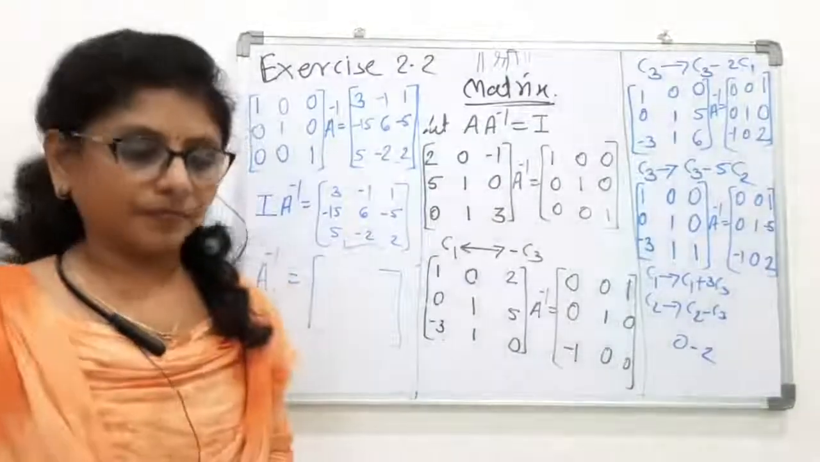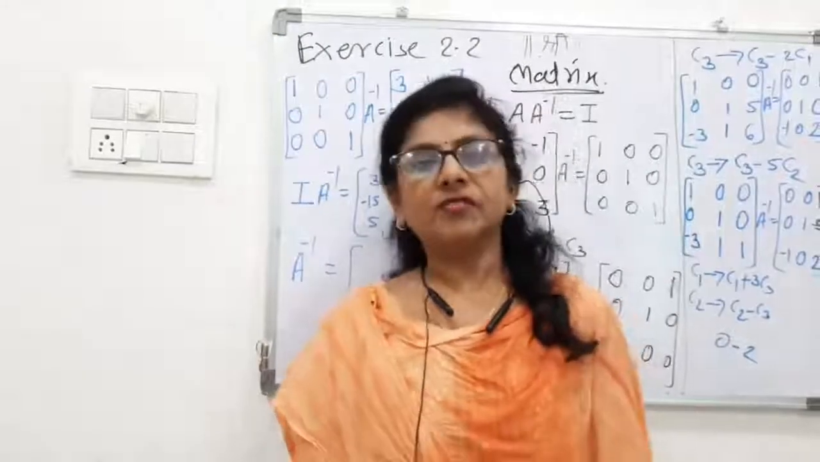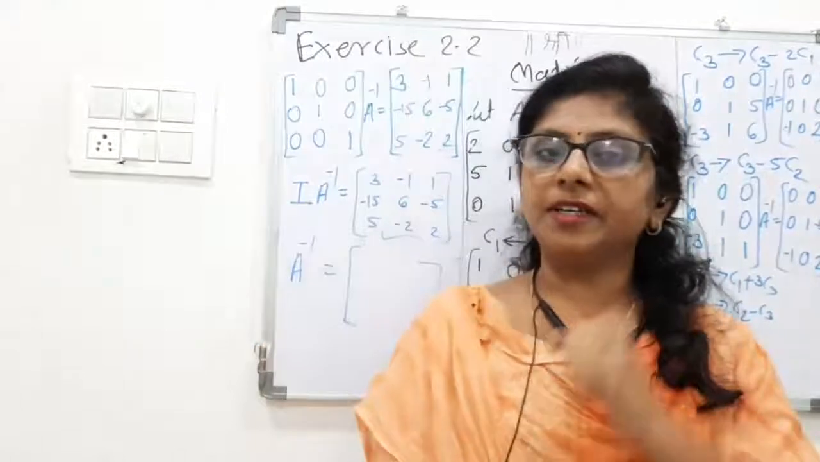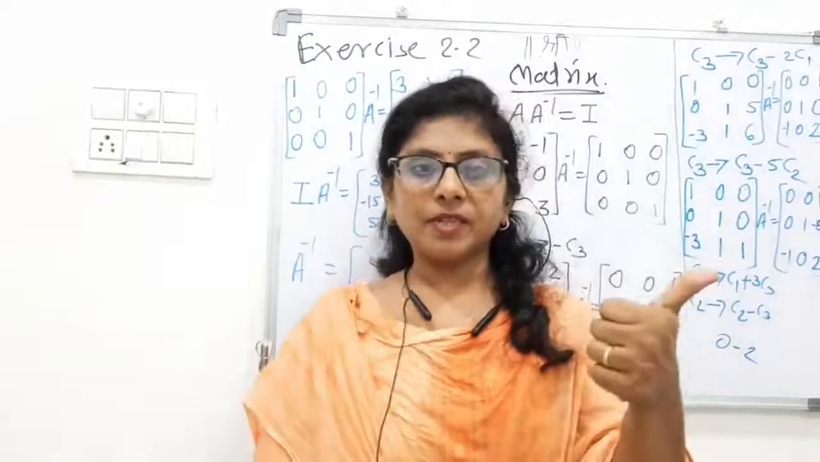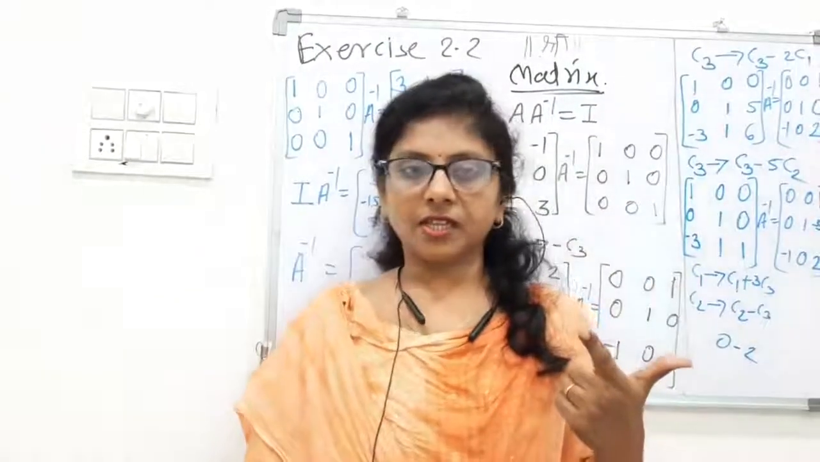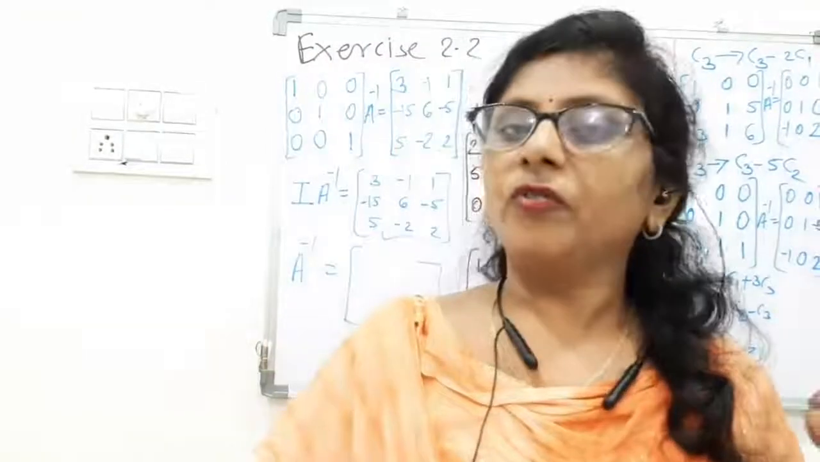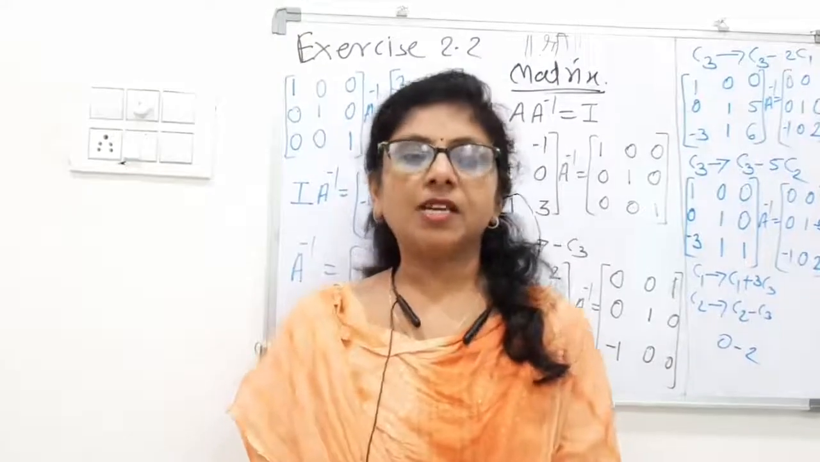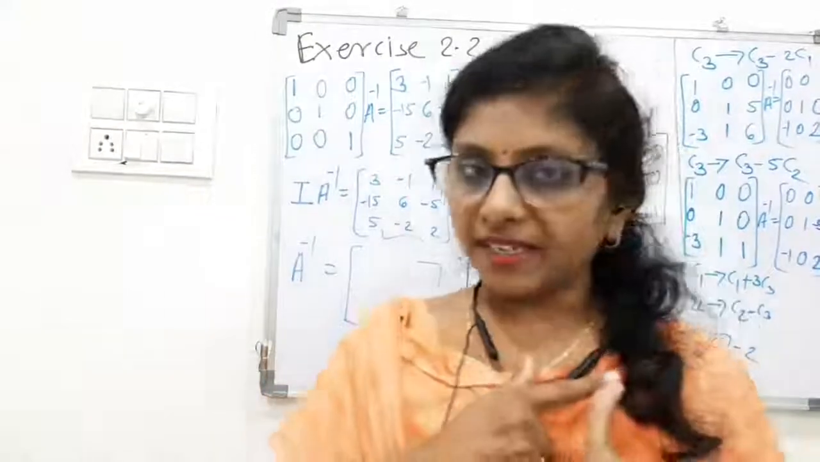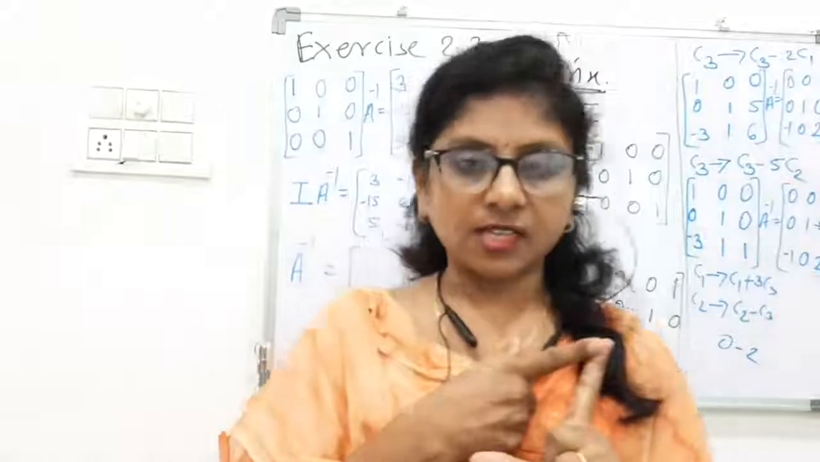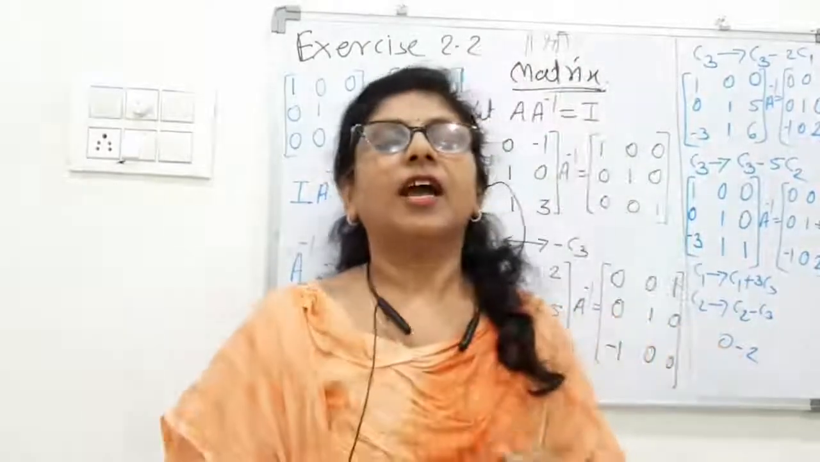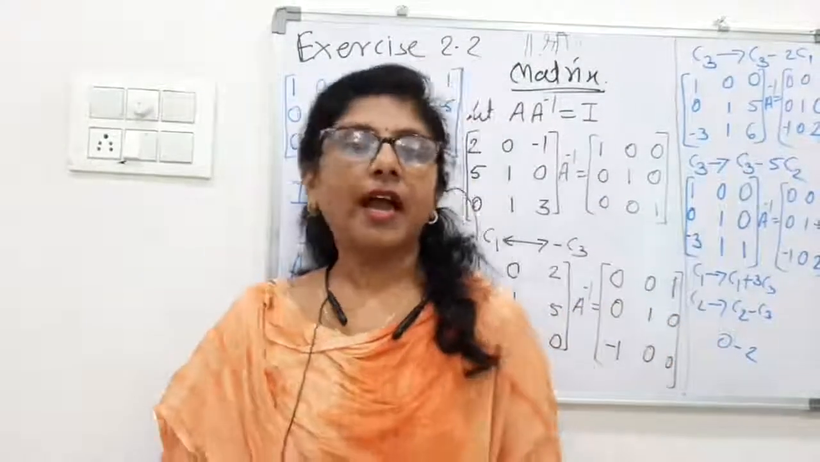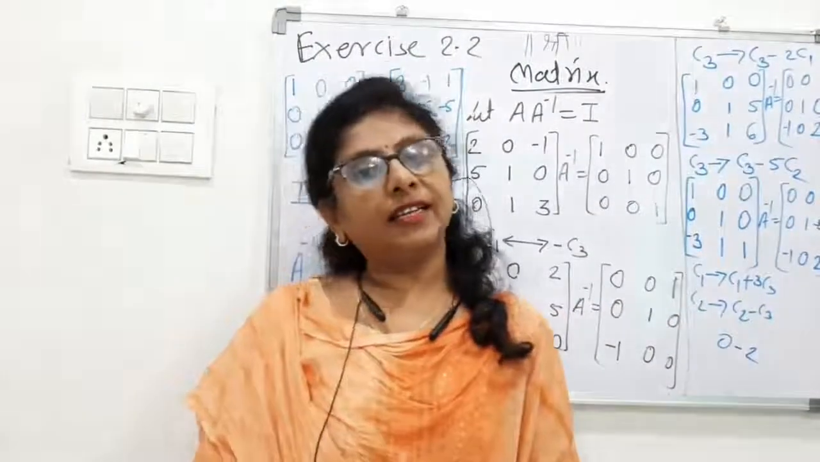Okay students? In this way we have seen how to find the inverse by elementary transformations, row transformations, column transformations. In our next lecture we will see how to find inverse by adjoint method, means how to find the minors, how to find cofactors, how to find matrix of cofactor, how to find adjoint, and how to find inverse using adjoint. Okay, till then, goodbye.